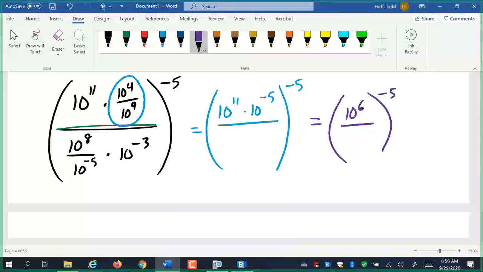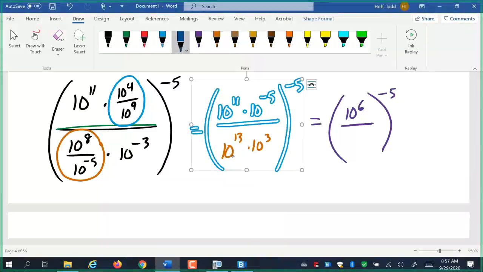Now you notice I left the bottom blank because now I have to go back and do the bottom of that fraction bar. So 10 to the 8th divided by 10 to the negative 5th. Well, 8 minus a negative 5 is 8 plus 5, or 13. And then we have to do the multiplication. 10 to the 13th times 10 to the negative 3.